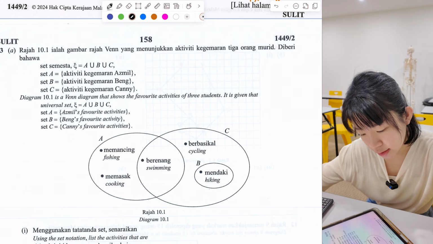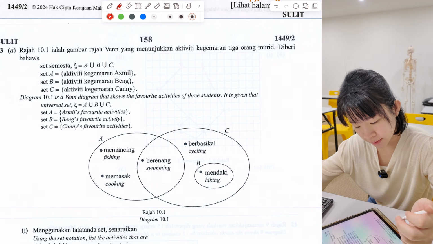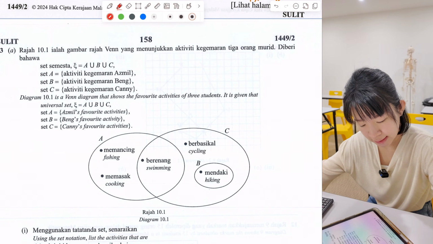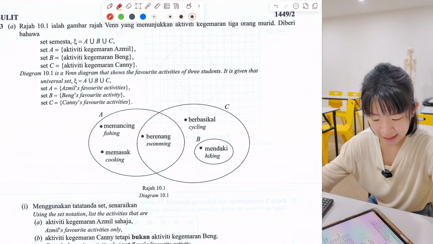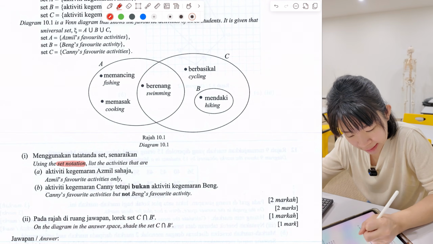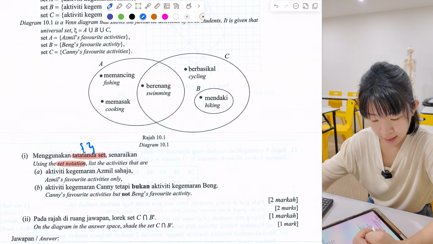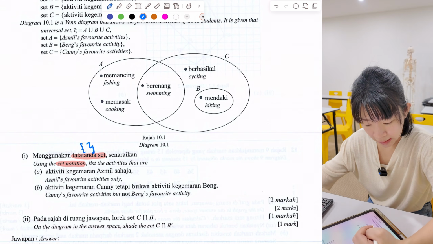Okay, question 13. So it shows a Venn diagram. Set A is Azmil's favorite activity, set B is Abing, set C is Kenny. Okay, so using set notation, menggunakan tatatanda set. Set notation means you have to put the curly brackets, to show the activities they like.